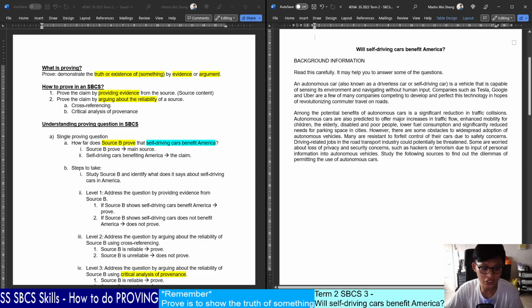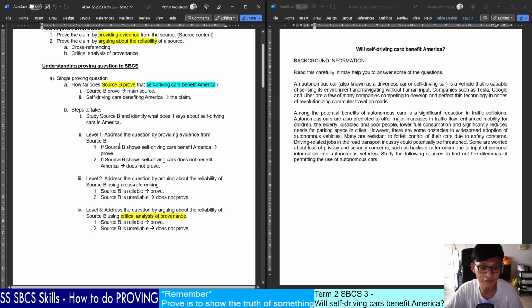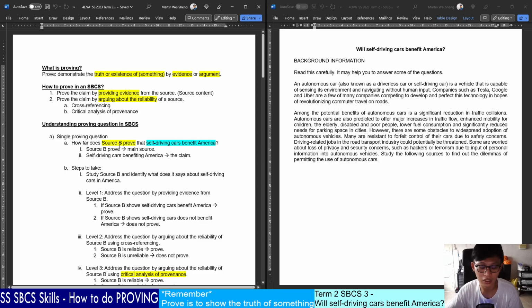So our agenda for today is to first cover what is proving, and how do we identify questions which require us to prove a claim. Then we have to understand the different types of proving question and the steps taken to answer them. And finally, we'll also go through some answering structure and answering sentences, and we'll very briefly talk about the practice which you are required to do as part of your homework. So without further ado, let us begin.